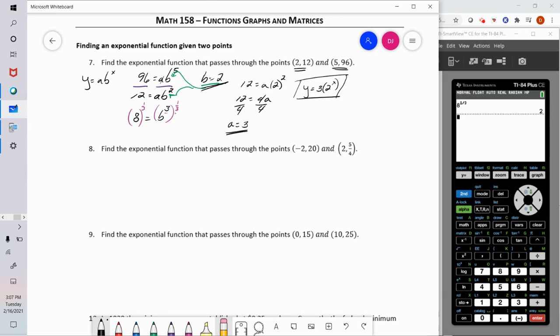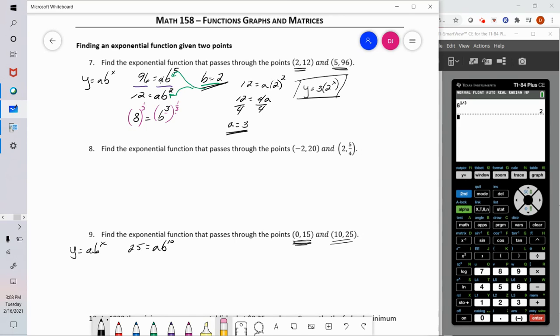Come back to number 8. Number 9, I want to look at number 9 first, because notice this point here is 0, 15. Now, if I just jump in and do this the same way you did number 7, and I'm going to start with this point here. So in y equals a times b to the x, okay, so we'll put 25 equals a times b to the 10th. Okay, you can do that.